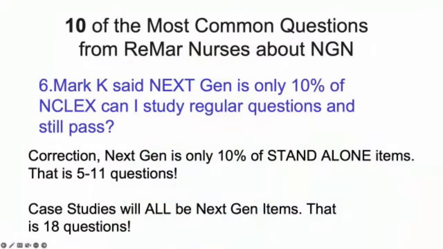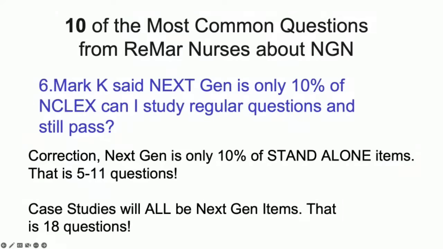So I just want to clarify this because the 10% is right. However, the 10% only refers to standalone items. Okay. So that means that you can get between 5 and 11 questions that will be next gen items. All right. However, all of your case studies are going to be next gen items. So that's 18 questions right there, guaranteed that will be next gen items. If you add another 11 to that, that is 29 questions. 29 questions of the minimum that you can get.